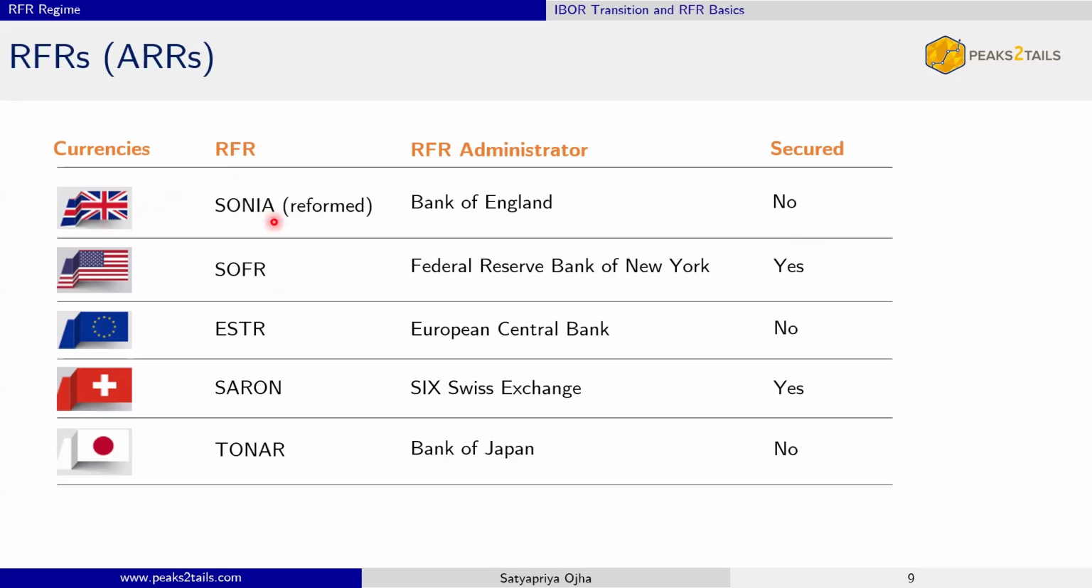Similarly, for other currencies, GBP has SONIA. They had SONIA, but now SONIA is reformed, so they are using that. We have ESTER, the Euro short-term rate, for the euro. It is unsecured. SARON is for the Swiss franc, which is secured, and TONAR is for the Japanese yen, which is unsecured. So across the major currencies, 5 currencies, everybody moved away from LIBOR and adopted an alternative reference rate, and these are the alternative reference rates.